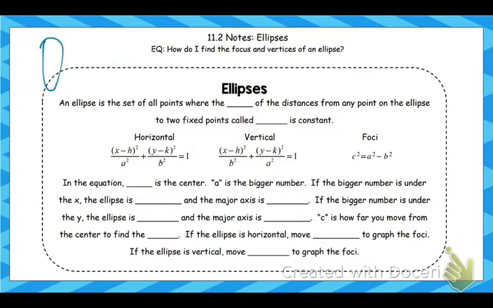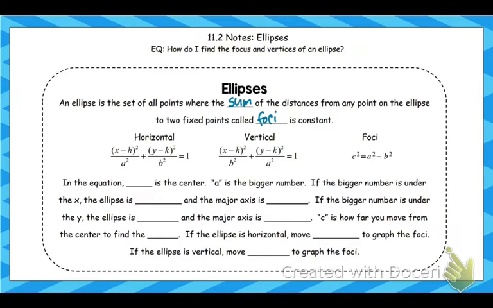What an ellipse technically is, is the set of all points where the sum of the distances from any point on the ellipse to two fixed points, called foci, stays the same. Foci is the plural of focus. So one focus, two foci. An ellipse is going to have two foci.